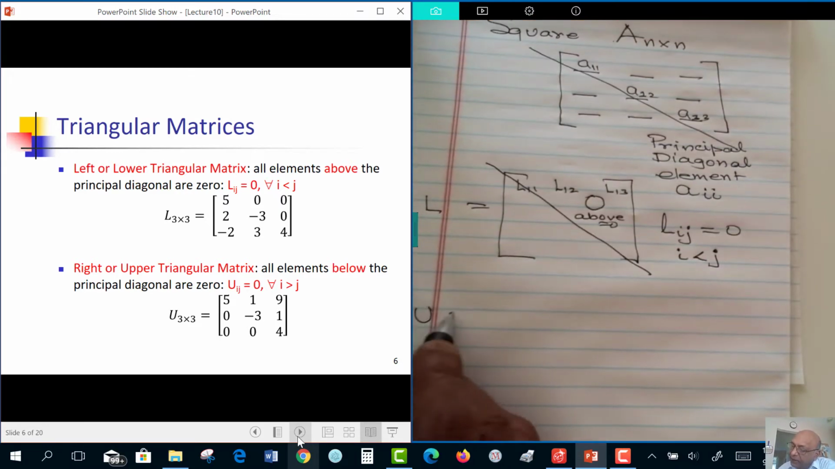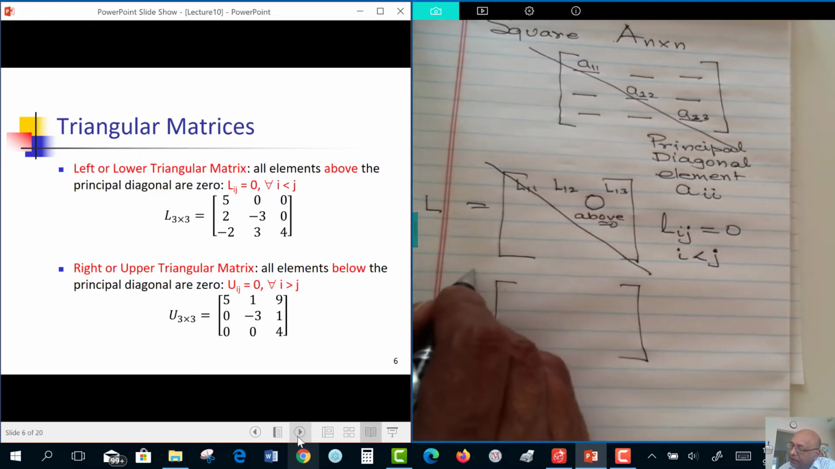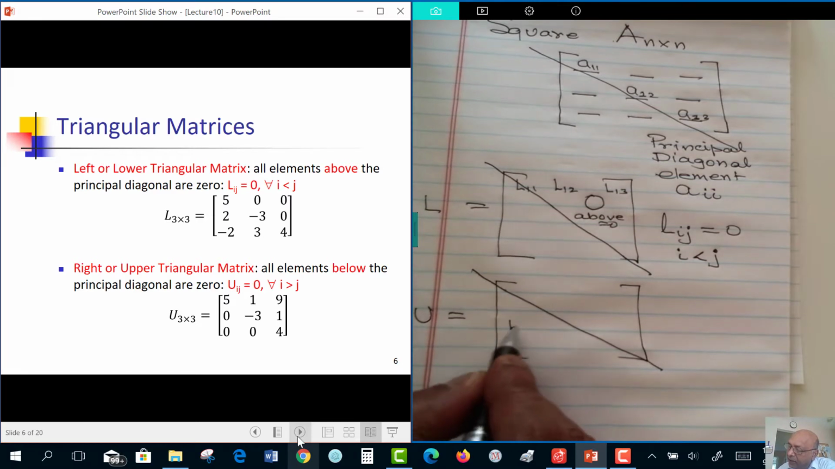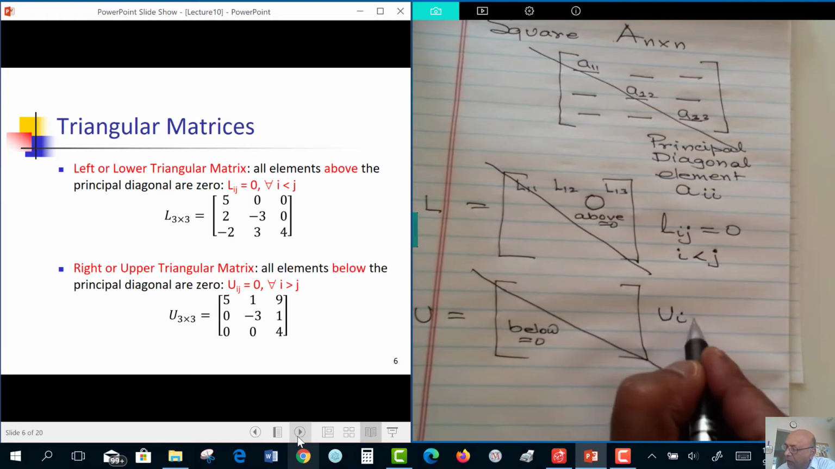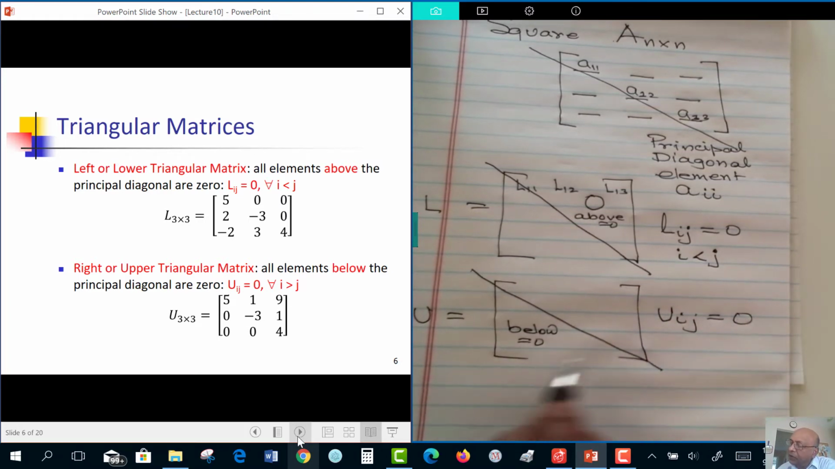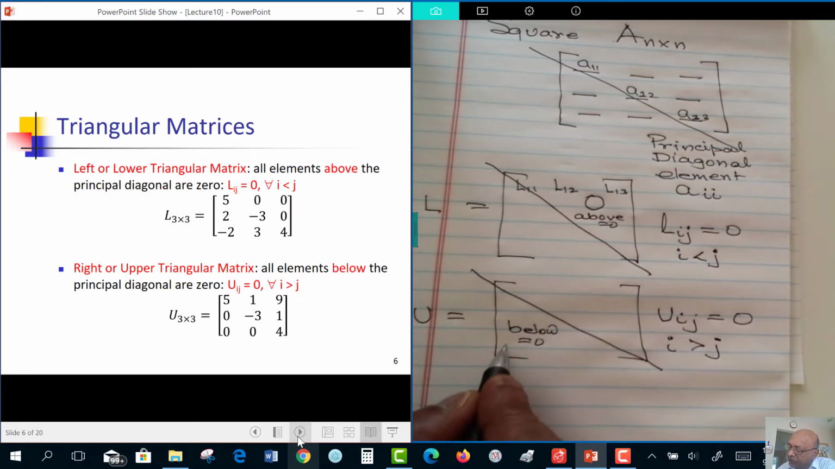Let's see the other kind. In the other kind, if this is our principal diagonal, all elements below are 0. So you can see here, whenever the row number is greater than the column number, so this is U31, U32, and so forth, then that element is 0.